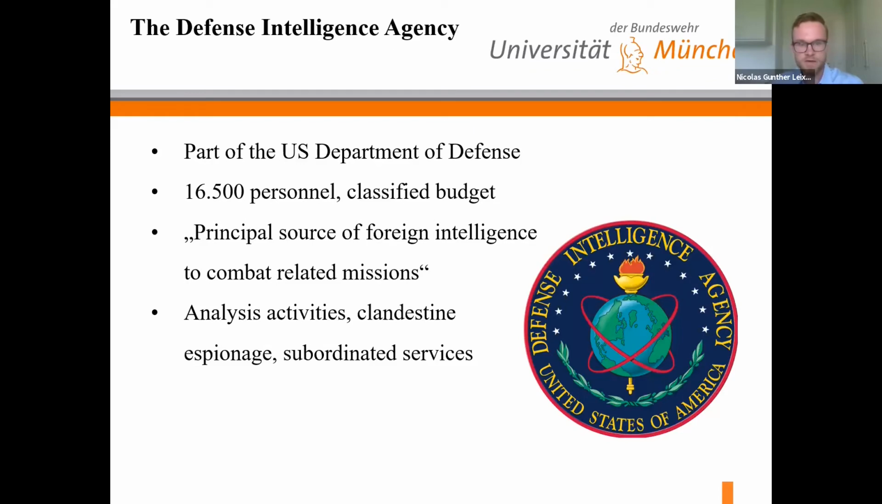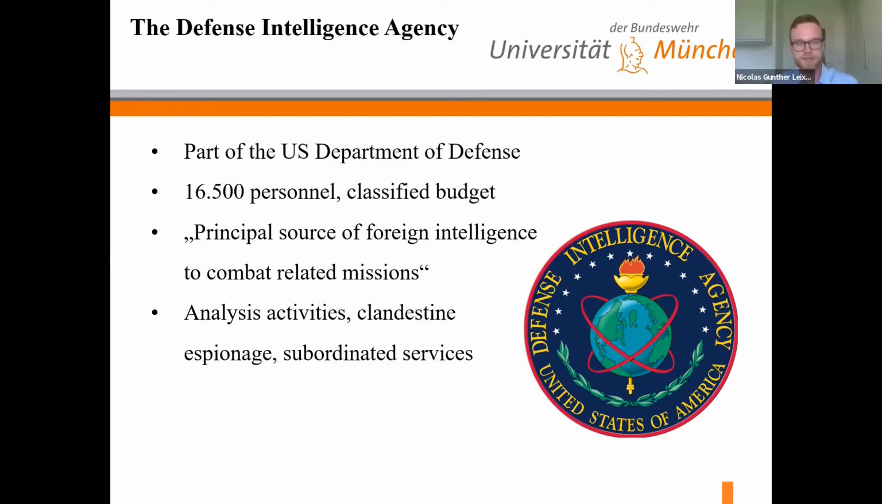So all of you should have a general idea what DIA is today. For the purpose of this presentation, it suffices to say that it is the principal source of foreign intelligence to combat-related missions. And this is achieved by not only producing own intelligence products, but also coordinating intelligence activities which do remain at the military services, for instance, US Air Force intelligence.